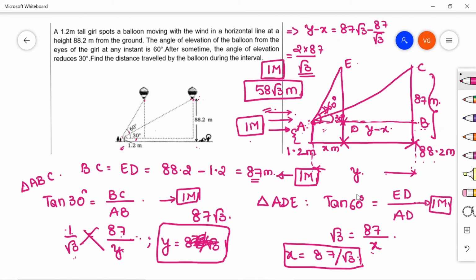See here, for the picture 1 mark, given data second, tan 30 mark number 3, tan 60 fourth, and then for the last step, that is finding the final answer, you will get the 5th mark. So totally this is how the 5 marks are divided.